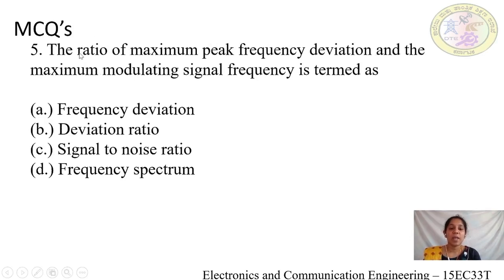Next question. The ratio of maximum peak frequency deviation and the maximum modulating signal frequency is termed as: option A, frequency deviation; option B, deviation ratio; option C, signal to noise ratio; option D, frequency spectrum. Yes, the ratio of maximum peak frequency deviation to the maximum modulating signal frequency is termed as deviation ratio. Definition. Option B is the correct answer.